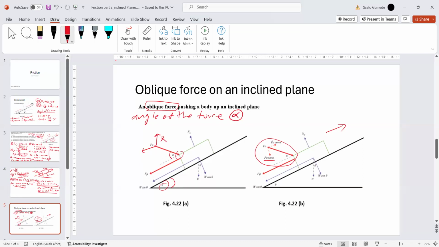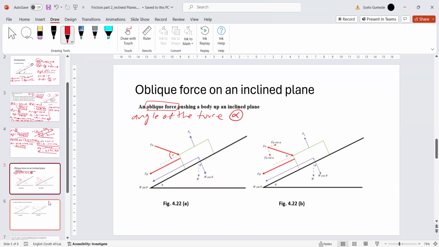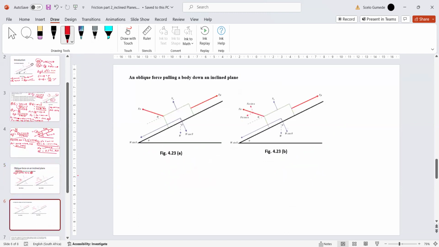So practice this a lot, so that even if you know how to get your data, you really know how to use it. These are the components when an object is being pushed up an incline. I'm not going to be able to do the pulling up the incline; you just need to know how to get the components right. Look at this one. This one is an oblique force pulling down an incline. As you can see, the arrow is going there.